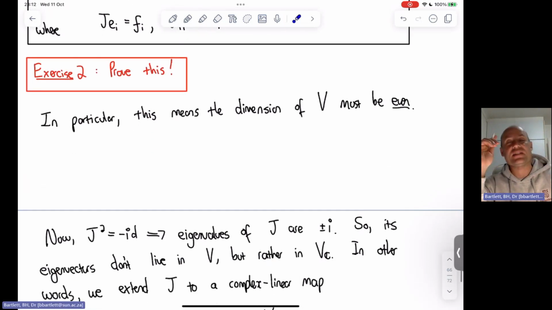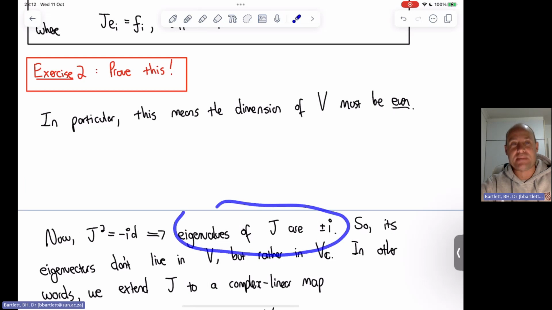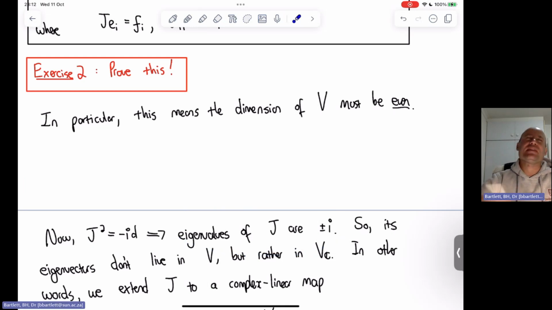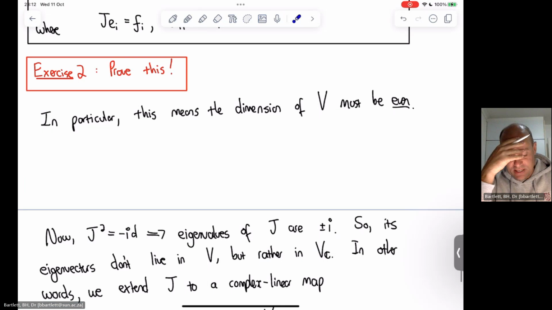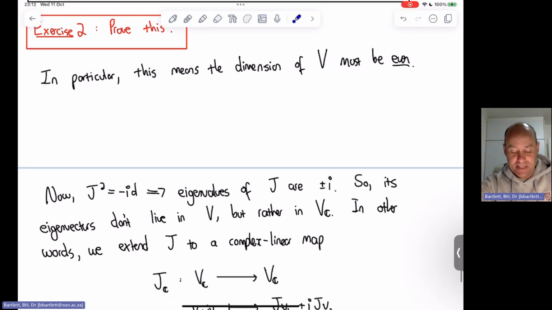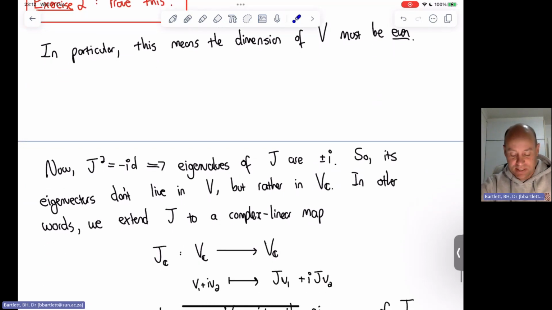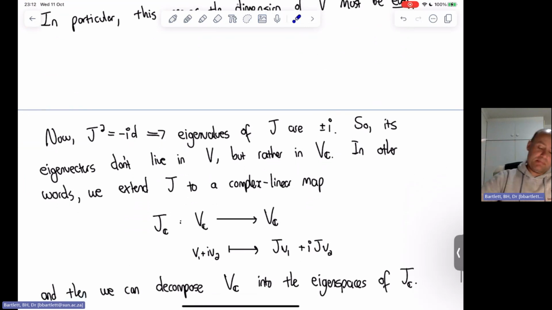Okay, so now let's try and understand the eigenvectors of J. So first of all, what are the eigenvalues? Since J squares to minus the identity, that means the eigenvalues are going to be plus or minus i. And that means that its eigenvectors are not living inside V itself, but in the complexification of V, right? In other words, we extend J to a complex linear map in the way we talked about just now, and then we're going to decompose the complexification of V into the eigenspaces of this linear map here.